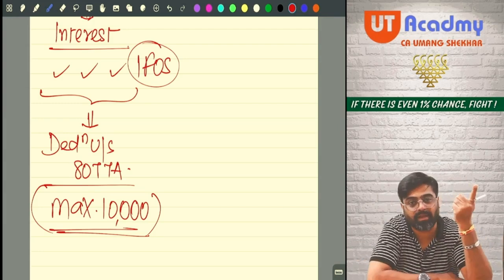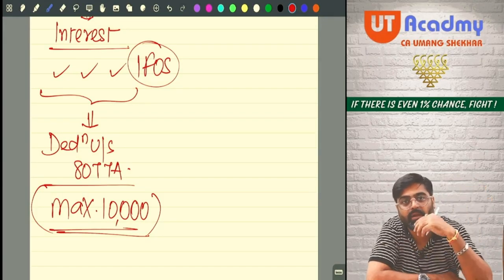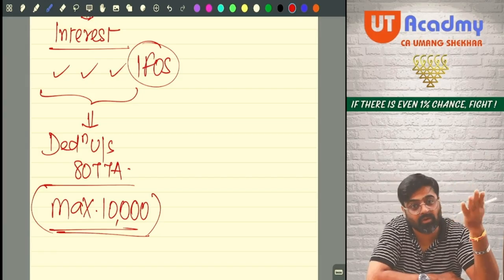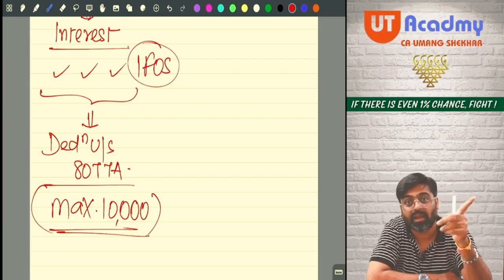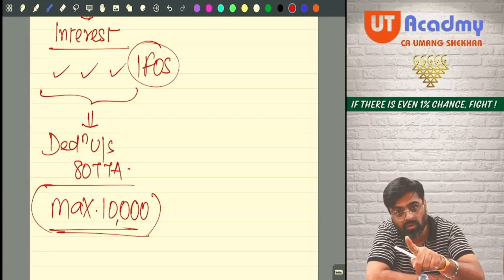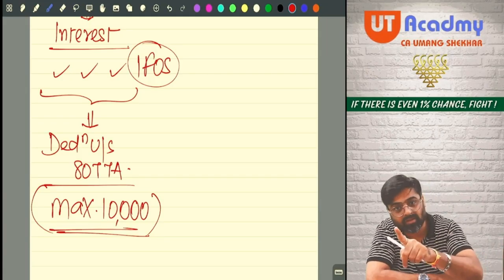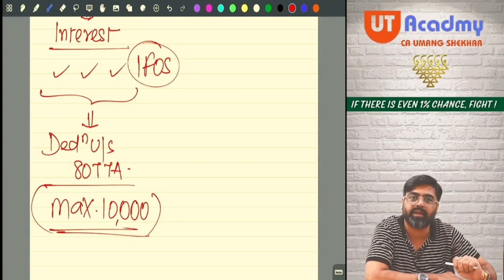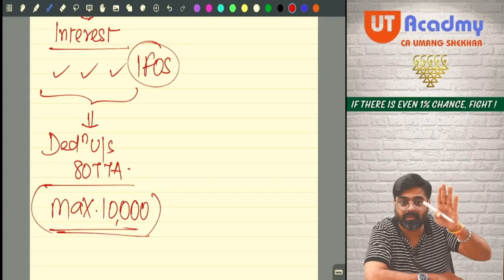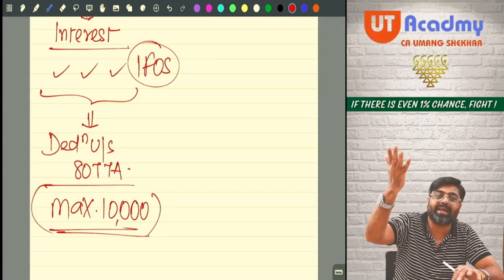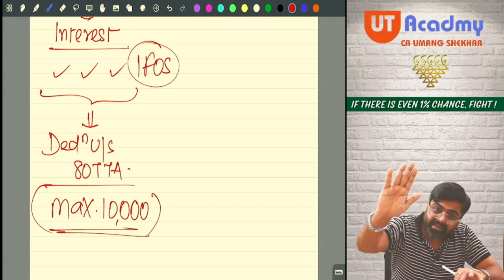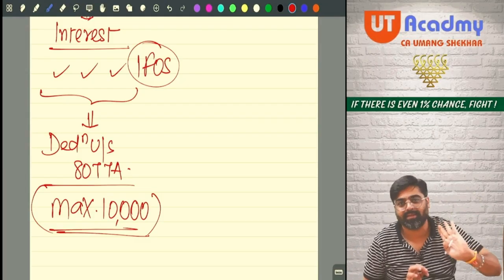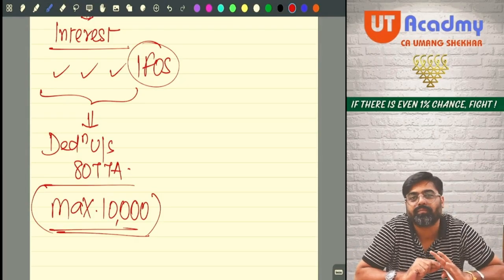So, how much have you shown as income? 8,000. So, how much deduction will you get? 8,000. The limit of deduction is 10,000, but that does not mean you will always get 10,000. If the interest taxable for you was 10,000 or less, then the entire interest up to 10,000 you can claim as a deduction under 80TTA. But if the interest taxable by you was more than 10,000, then show the entire amount, but claim only 10,000 from 80TTA. That's it. Got it?